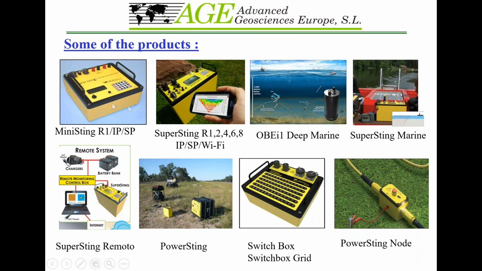Here is the manual mode, the mini-sting low-cost instrument, and the SuperSting in different versions. For deep ocean bottom studies, it comes with a marine module, a remote module, and also an external transmitter. This is the switch box kit that I will talk about shortly. This is the SuperSting node, which can be used for automated high voltage current output, like the switch boxes.